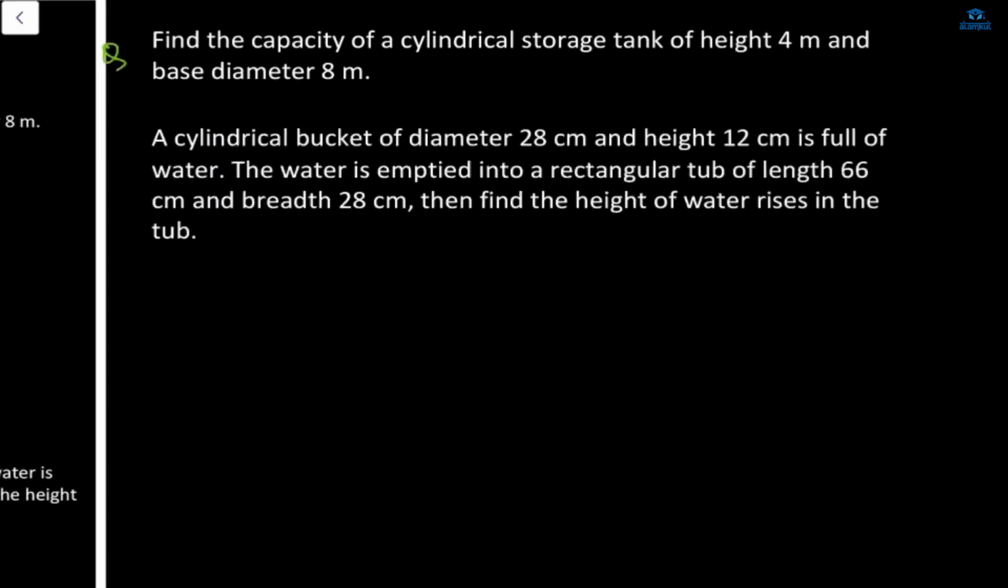Question number 5, question number 6. Now solve and tell me. Find the capacity of a cylindrical storage tank of height 4 meter and base diameter 8 meter. You don't have to do anything. You just have to put the values in the formula. So what is the volume of a cylinder? Shazan, can you tell me what is the volume of the cylinder? Volume of cylinder. Yes. Tell me.